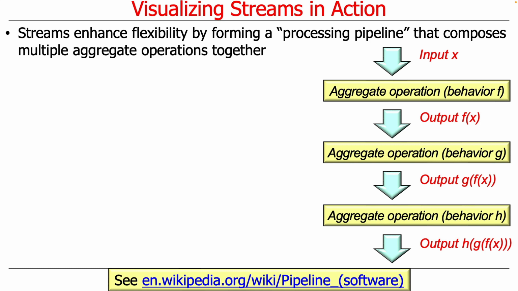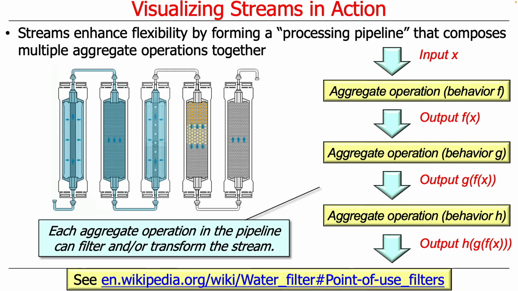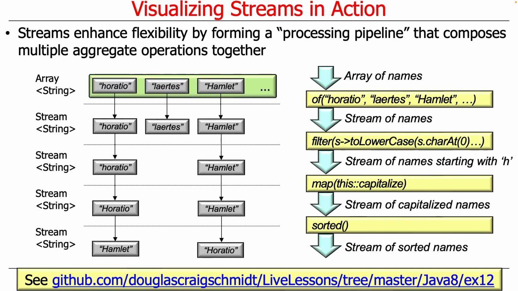So streams enhance flexibility by forming a processing pipeline that composes multiple aggregate operations together. You can see here we pipe things together, as you saw, so that the output of one stream aggregate operation becomes the input to the next one. Each of the aggregate operations can filter or transform the stream, like the point-of-use water filters we talked about before. Let's take a look at an example.